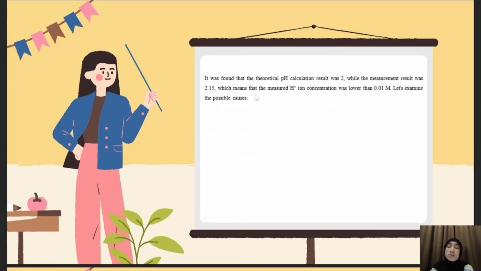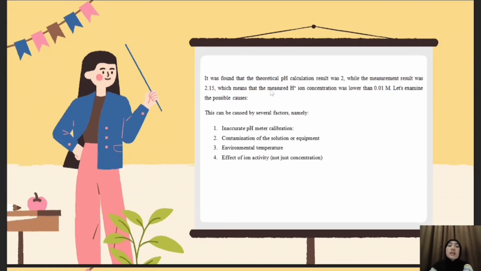It was found that the theoretical pH calculation result was 2, while the measured result was 2.15, which means that the measured H+ ion concentration was lower than 0.01 M. Let's assess the possible causes. This can be caused by several factors. 1. Inaccurate pH meter calibration. If the pH meter is not calibrated correctly before use, the reading may be inaccurate.